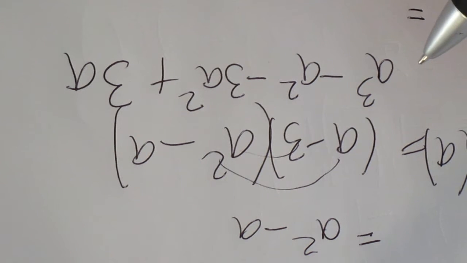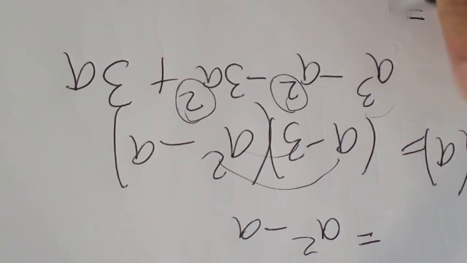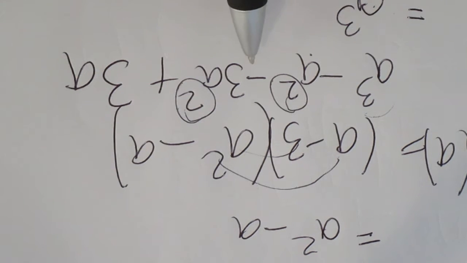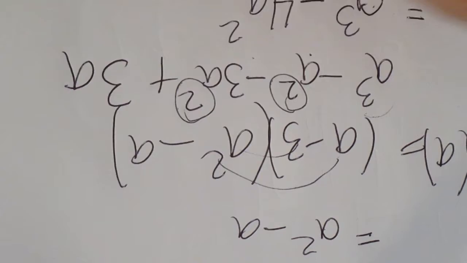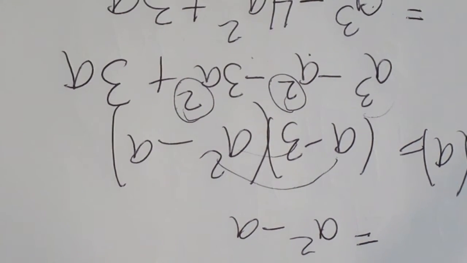So we have, let's see, we have an a squared here, a squared here. The biggest number is a cubed, so it's a cubed. And you have a negative a squared and a negative 3a squared, so that's a negative 4a squared. And then you have a positive 3a. So this is your final answer, f times g.